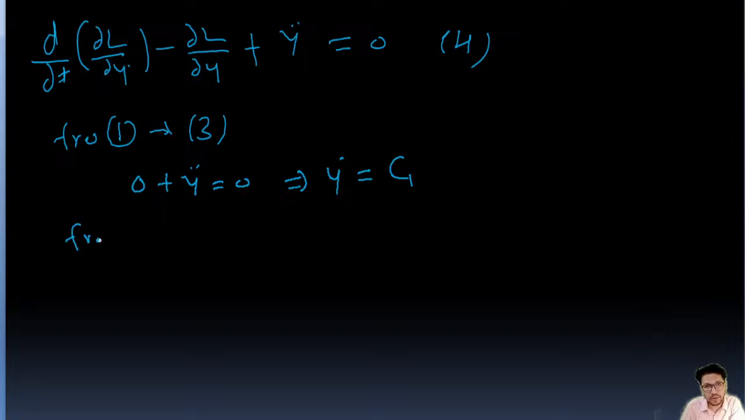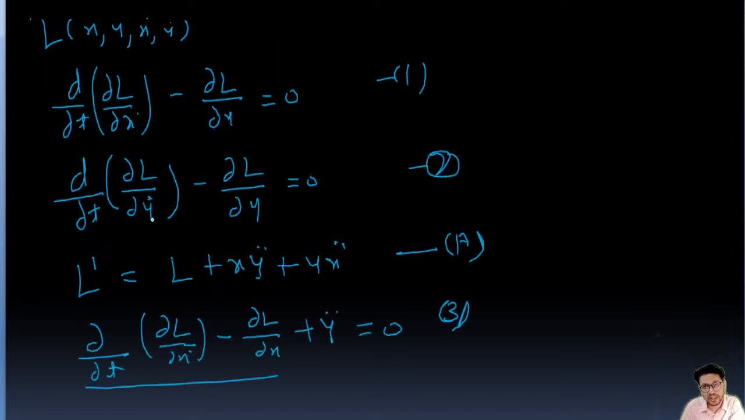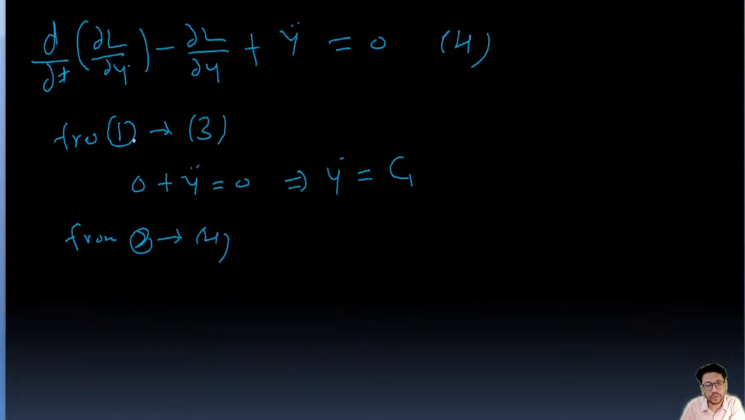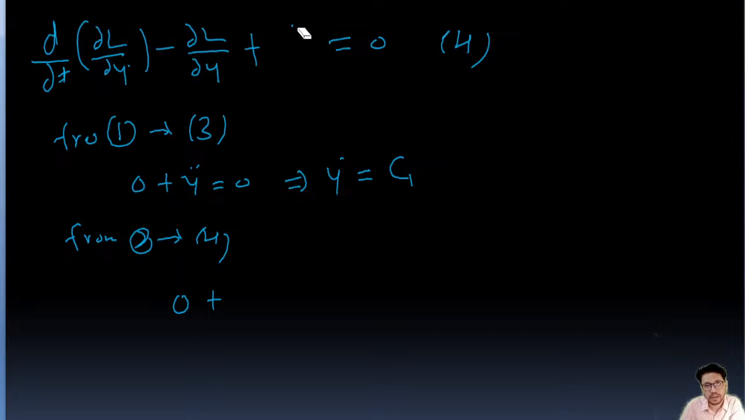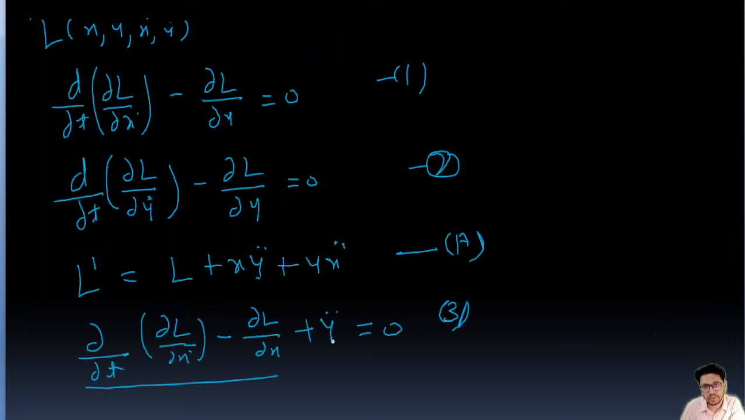Similarly, from 2 to 4: from equation 2, d upon dt of del L upon del y dot minus del L upon del y is 0. So this value is going to be 0, plus x double dot, because we have y x double dot.